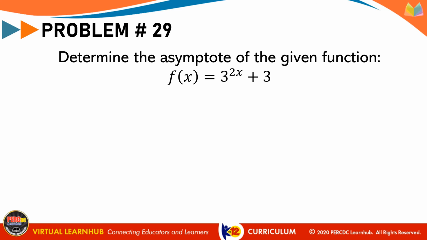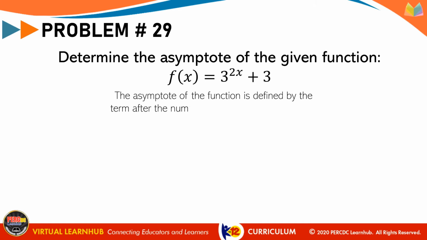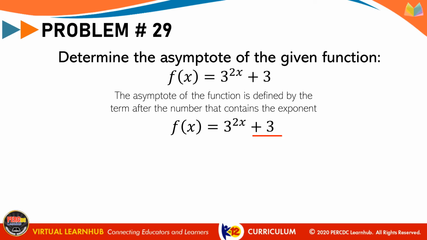For problem number 29, determine the asymptote of the given function f of x equals 3 raised to 2x plus 3. So again, the asymptote of the function is defined by the term after the number that contains the exponent, or in other words, the exponential expression. So from this example, that is positive 3. Therefore, the asymptote is y equals 3.